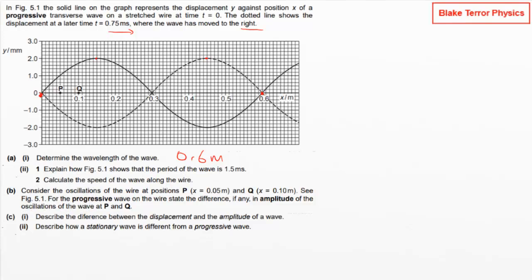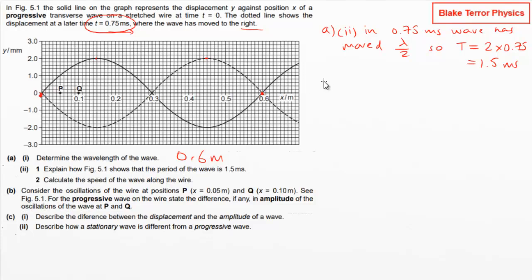Explain how figure 5.1 shows that the period of the wave is 1.5 milliseconds. So it told us something about time. Oh, here we go. So for A part 2, we can say in 0.75 milliseconds, the wave has moved half a wavelength. So period equals 2 times 0.75, which equals 1.5 milliseconds, because that's the time it takes to move a whole wavelength.